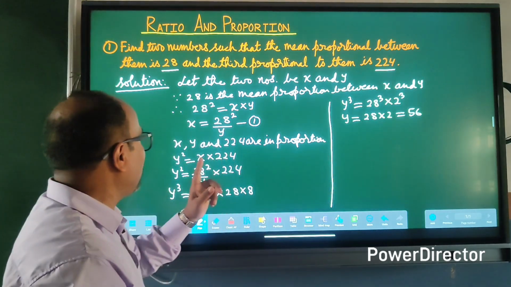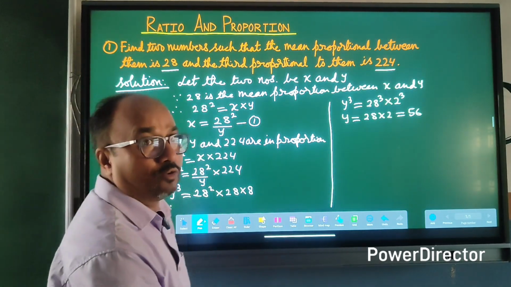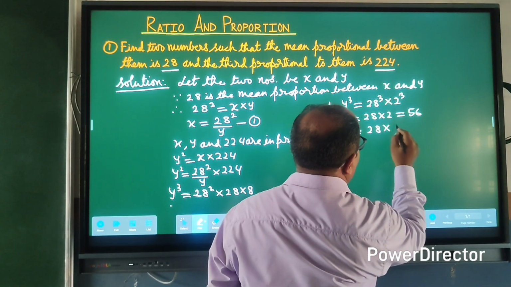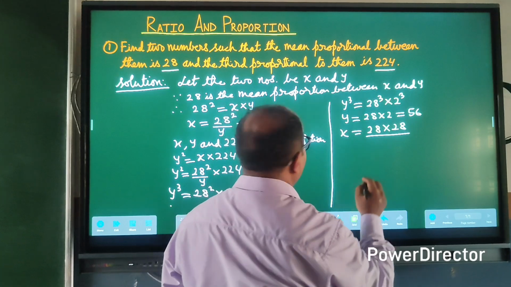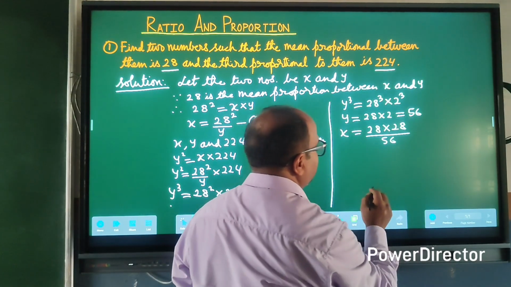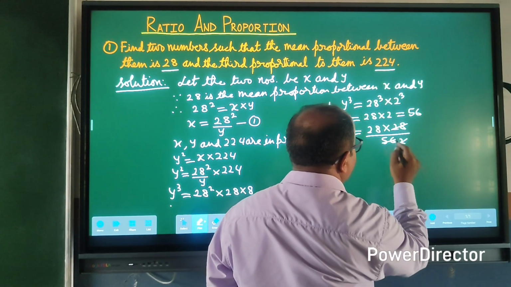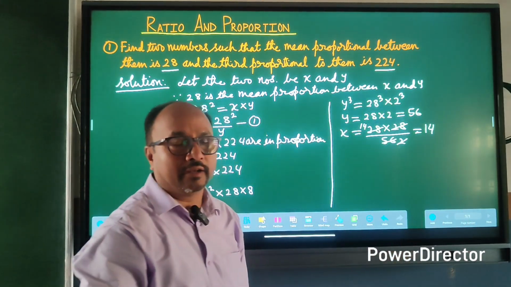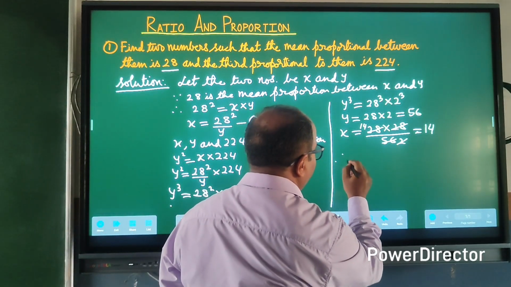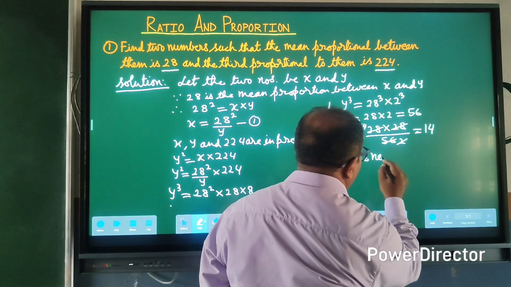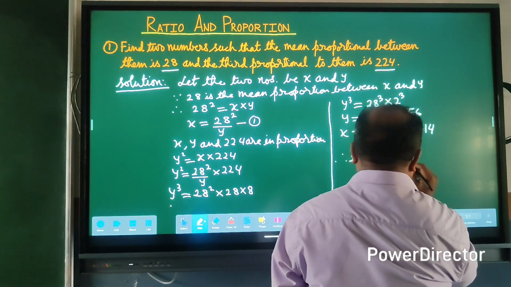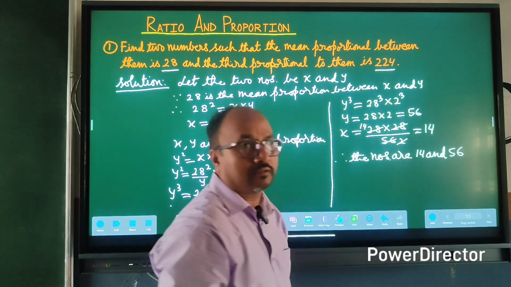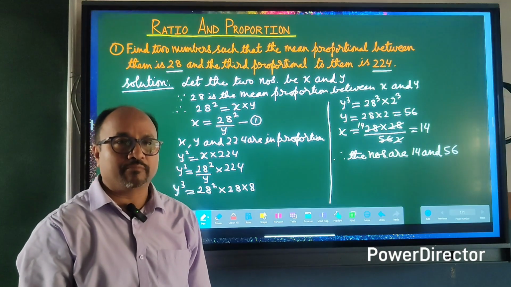Now this y value I will put in this part and get the value of x. So x equals to 28 square can be written as 28 into 28 by y value, which is 56. So the 28 and 2 are cancelled, 2 and 14 are cancelled, I get it as 14. So I can write here now, therefore the numbers are 14 and 56. So that's the solution of this sum.